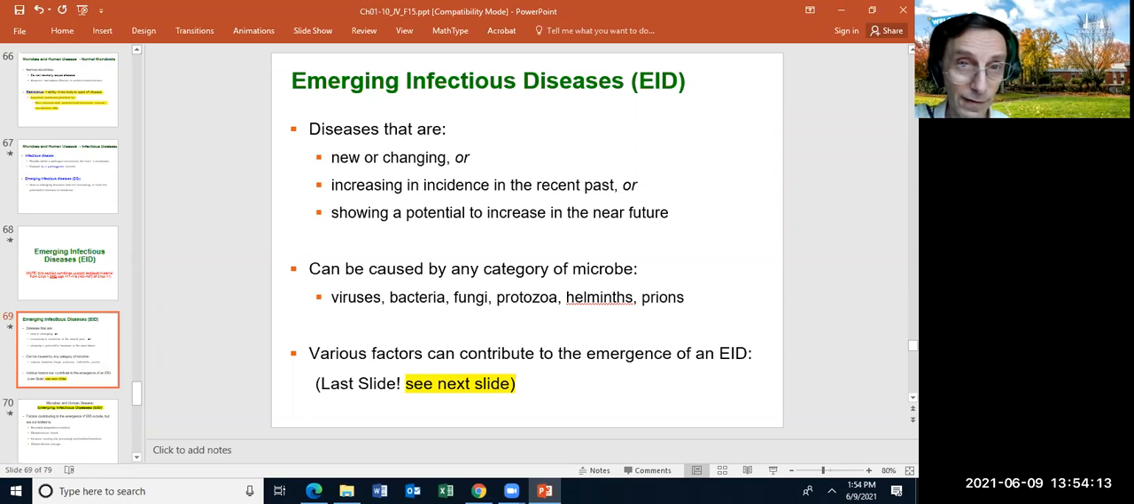So hopefully it'll never become an emerging infectious disease. But they're talking about it because it might have the potential to increase in the near future. An emerging infectious disease can be caused by any category of microbe. It can be caused by viruses, bacteria, fungi, protozoa, helminths, meaning worms, and by prions.